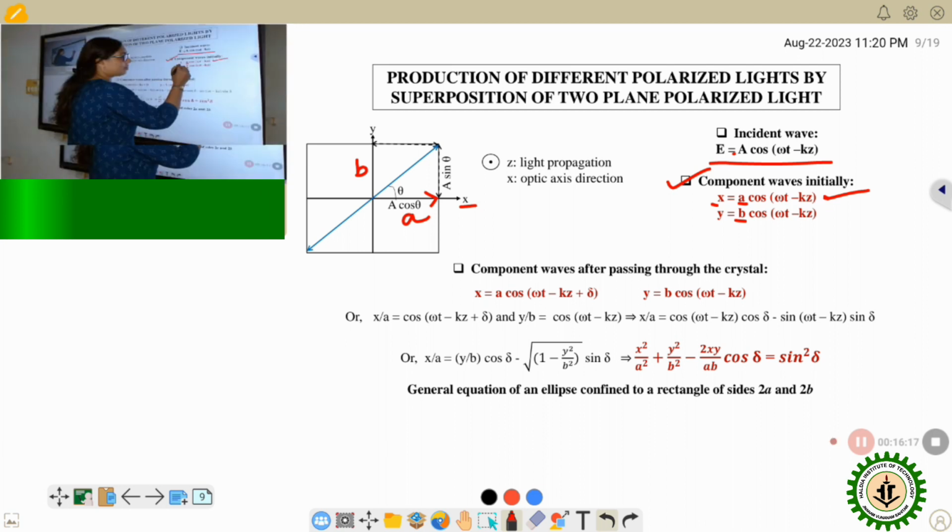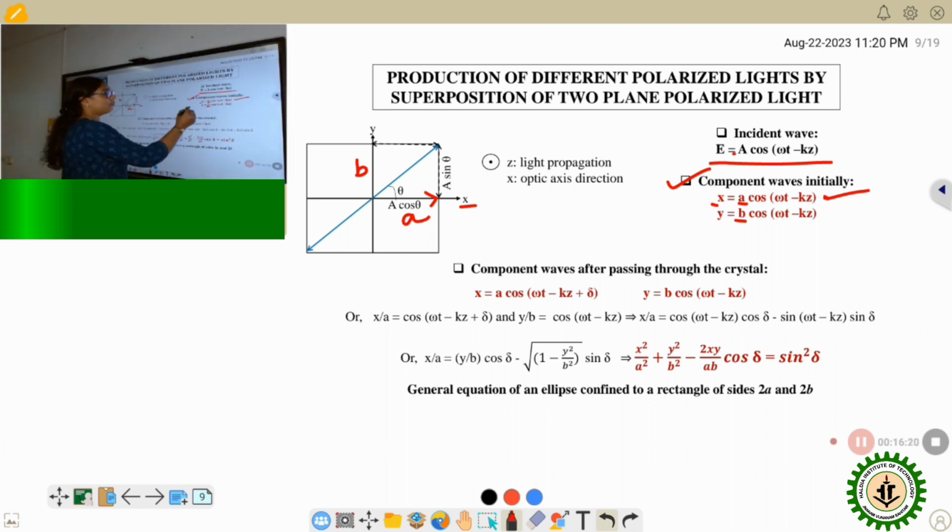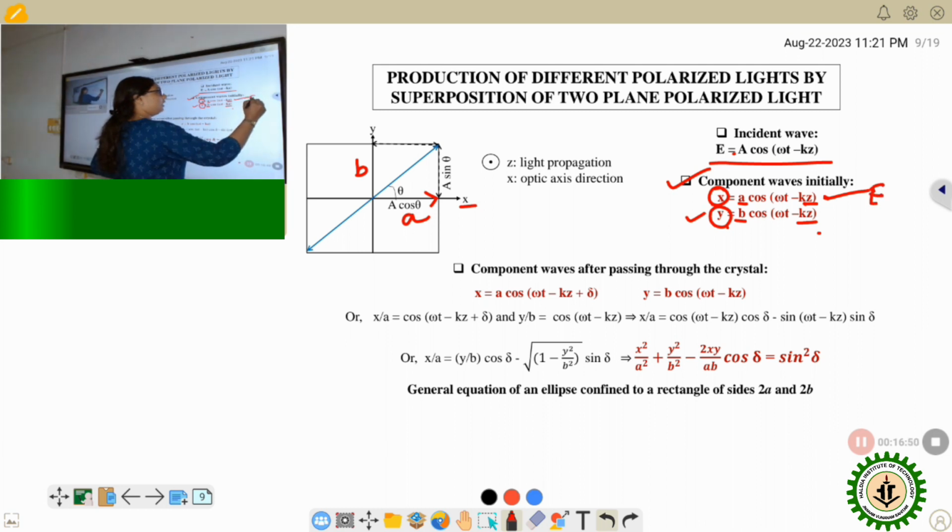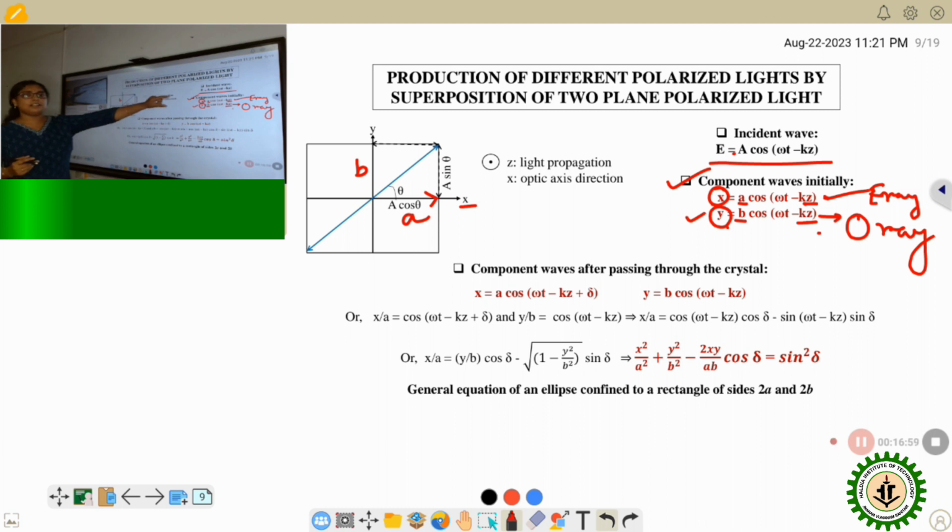It also denotes that the two component waves are moving along the z-axis, because in the cos term we have minus kz. Here we have x equal to a cos(omega t minus kz), and here we have y equal to b cos(omega t minus kz), indicating that for the first one the vibration is along the x-axis, whereas for the second one the vibration is along the y-axis. So this is the equation for the E ray and this is the equation for the O ray. Okay, so this was initially.